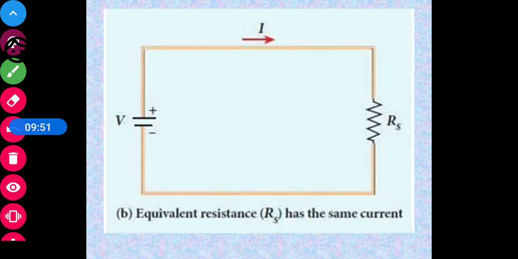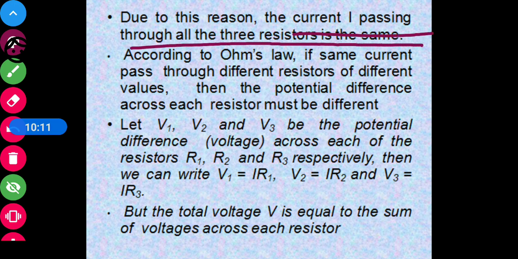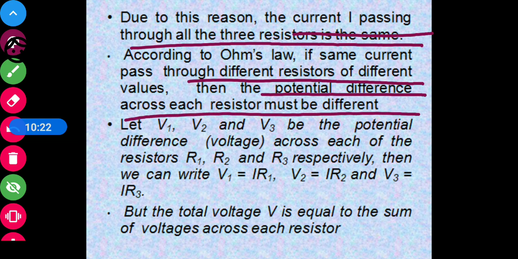Now this is the equivalent resistance. If in place of R1, R2, R3 the equivalent resistance is Rs, then the circuit will have this form. So the equivalent resistance Rs has the same current. Now due to the reason that the current passing through the three resistors is the same, according to Ohm's law, if the same current passes through different resistors of different values, then the potential difference across each resistor must be different.